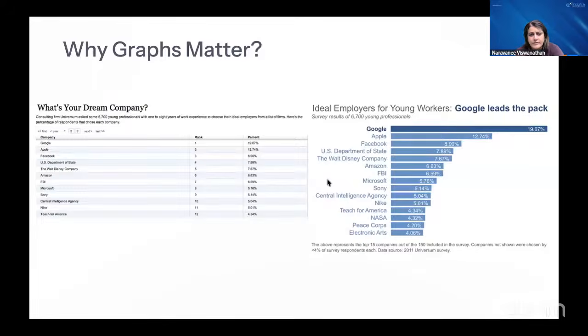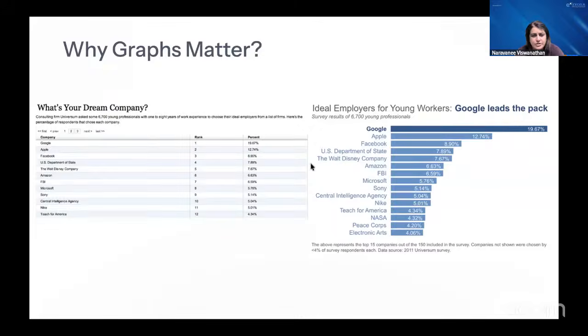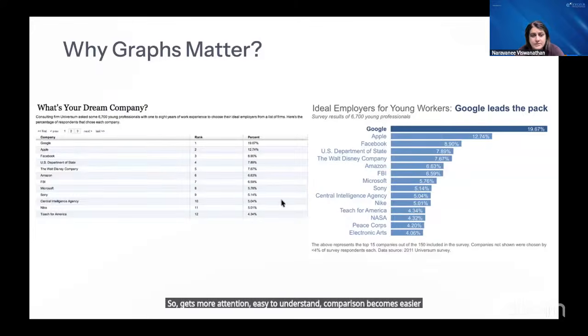Okay, pictures convey. Okay, so is a graph same as a picture? I think Manu Francis is saying pictures convey a lot more than words. Okay, visualization and comparison gets more attention, easy to understand through graphics, very good. Comparison becomes easier, very good. Yes, a layperson can understand.